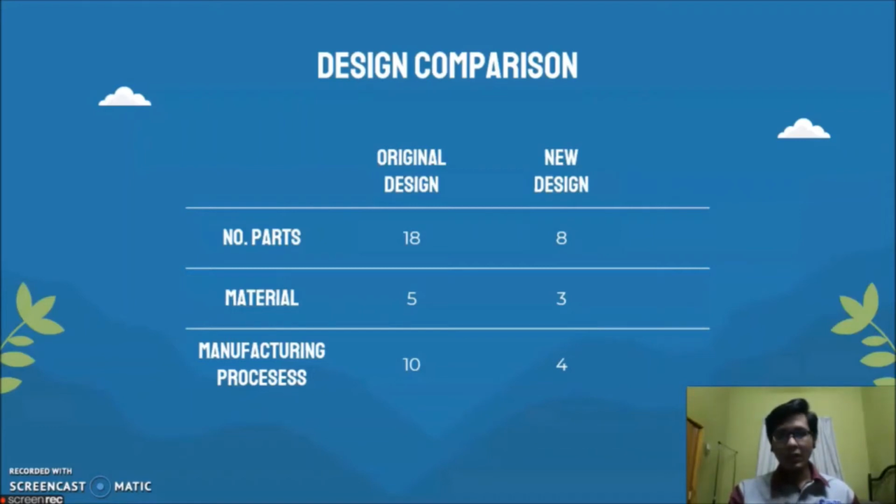As you can see, the original design for the table lamp has 18 parts, while the new design has 8 parts. Next, the original design has 5 major materials, while the new design has 3 major materials. And lastly, for the manufacturing process, the original design has 10 main processes and the new design has 4 main processes.